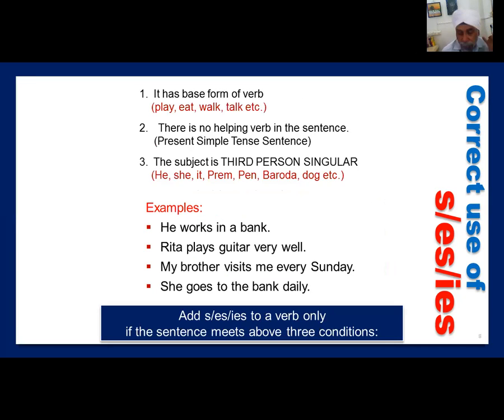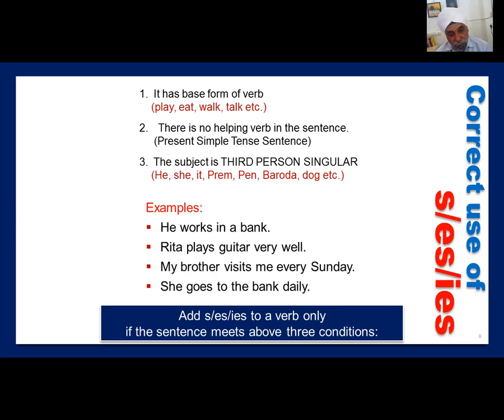So with this basic knowledge, please understand that you have to add s, es or ies in a sentence only if the sentence meets these three conditions. Which is the first condition? It should have the base form of the verb, that is play, eat, walk, talk. No played or playing. No eaten or ate. No walking or walked. So it should have the base form of the verb. Second requirement is there should be no helping verb in the sentence.